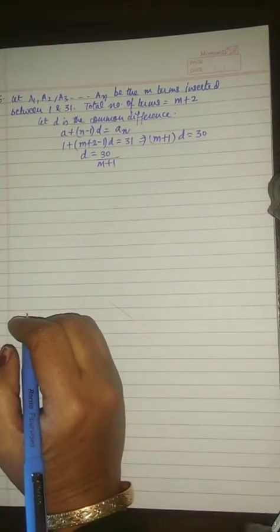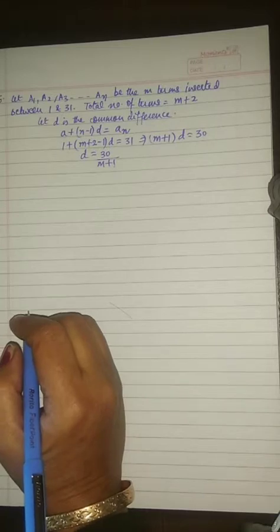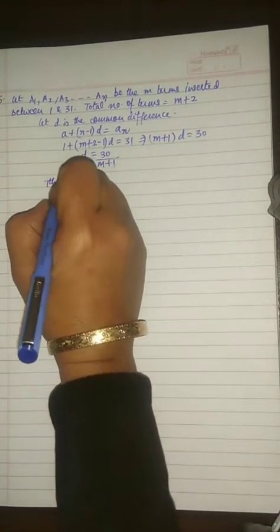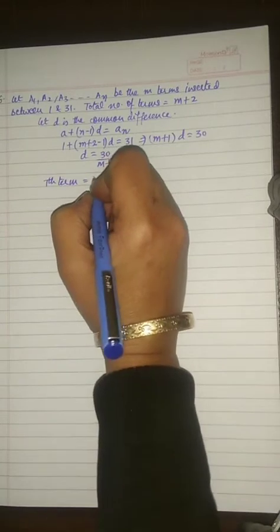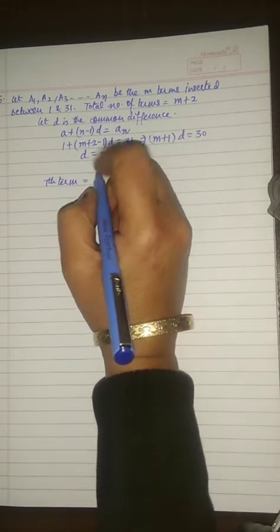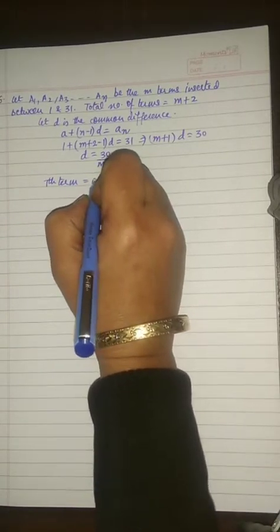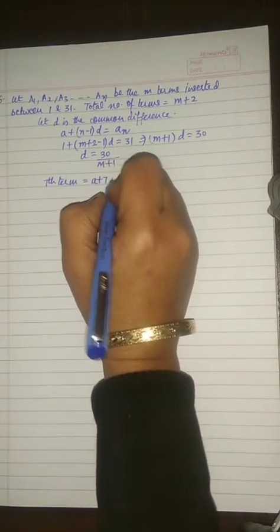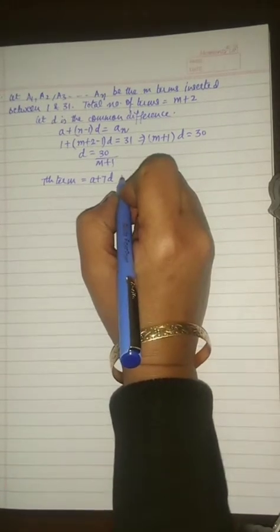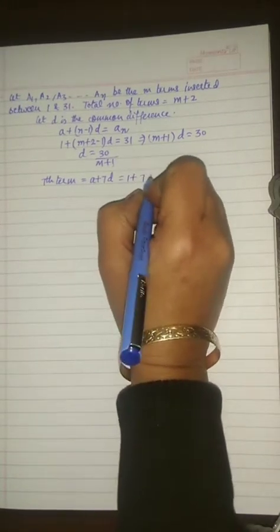Now we have to find the ratio of the 7th and (m minus 1)th term. So what will be the 7th term? That is a plus 7d, because we are given the ratio of the 7th and (m minus 1)th number is 5:9. A7 is the 8th term, that is a plus 7d. So it will become 1 plus 7 into 30 upon m plus 1.